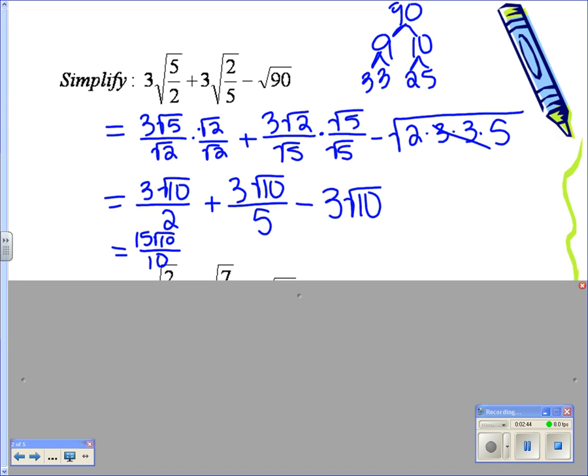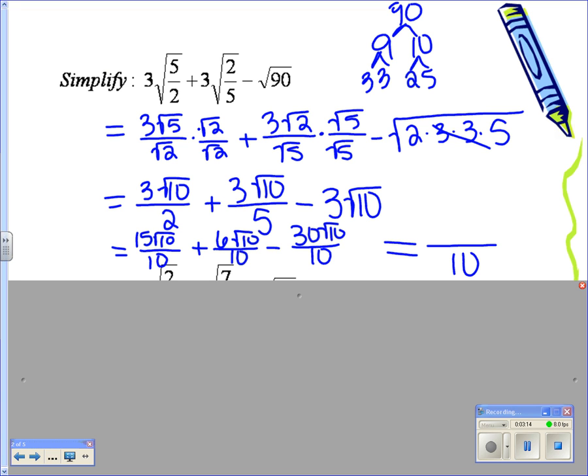Does that make sense? What would the next term be? What about the last term? 30 square root of 10 over 10. Does that make sense? We want to make it so we can add them all together easily. Any questions so far? Okay.